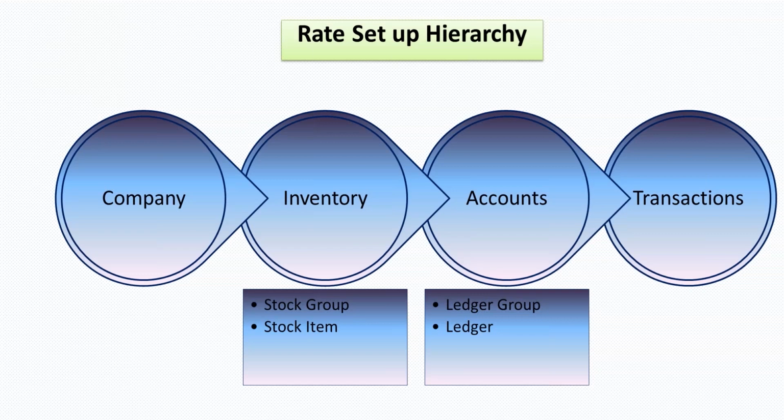But let's say there is one product which is at 5%. So I want to have a sales ledger at 5% and I will specifically configure it at 5%. Although it is part of the group which is configured at 18%, since the ledger is configured at 5%, that overrides.